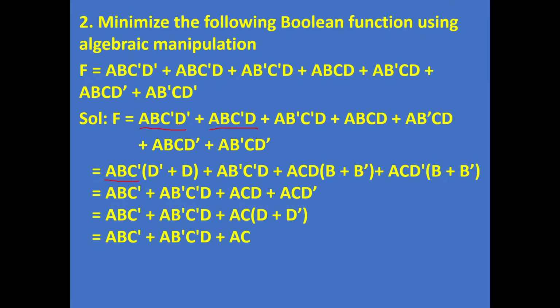I hope if you are listening, you will be able to follow. A, B, C bar, A, B, C bar. From these two terms, I have taken A, B, C bar common. What is left over? D bar plus D, which is nothing but 1.